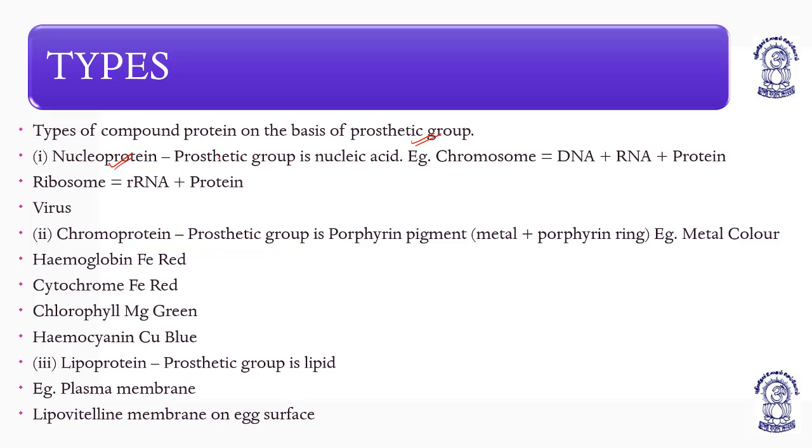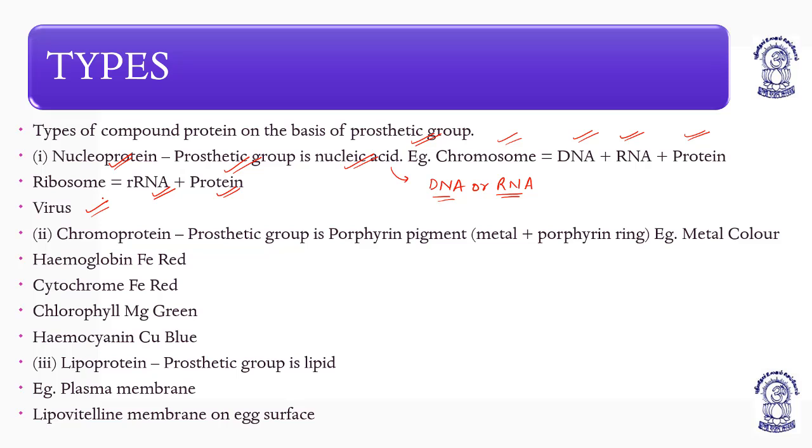Nucleoprotein. The prosthetic group is nucleic acid, that is DNA or RNA. Chromosome is equal to DNA plus RNA plus protein. Ribosome is equal to rRNA, ribosomal RNA, plus protein. So chromosome is DNA plus RNA plus protein, and ribosome is rRNA plus protein.